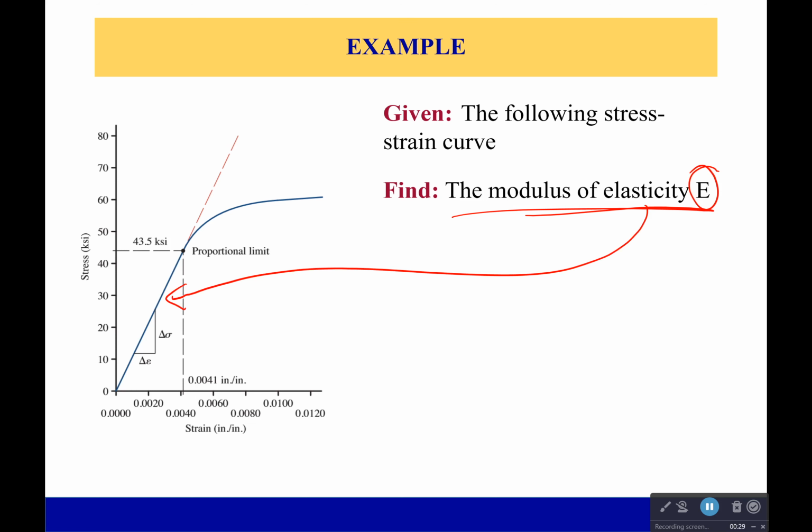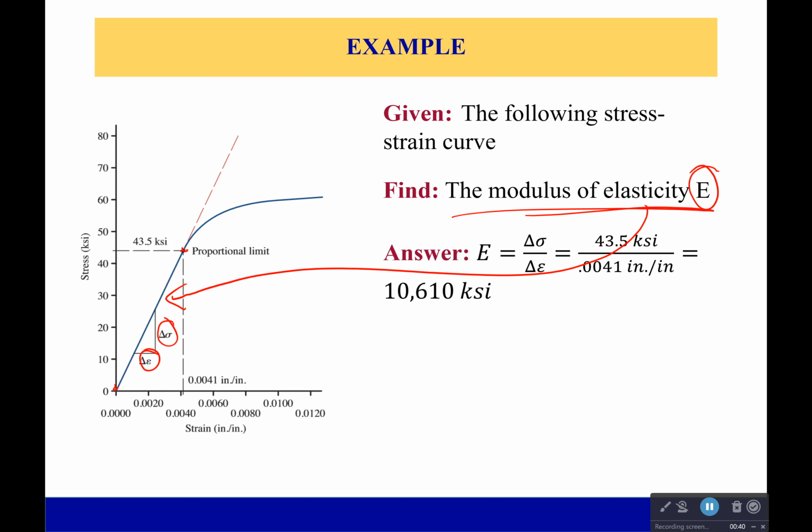So if you can find any 2 points, we know one of them, which is just 0, and a second point, which was given right here, and you take the slope, which is rise over run, you can solve for it. So your modulus of elasticity in this linear section, which is the only place you can calculate it, would be my change in the stress over the change in the strain, which will be 43.5 KSI per 0.0041 inch per inch. Remember, that's not really a unit, so it'll just have units of KSI. And it comes out to be 10,610 KSI. And that's it. You're done.